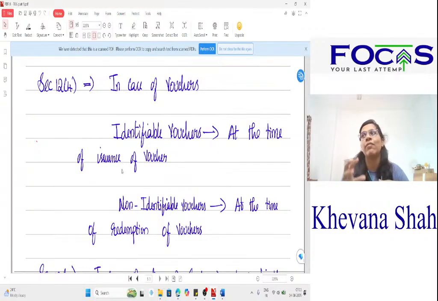But if I am not able to find the exact supply when the voucher is issued, those are non-identifiable vouchers, meaning I don't know when I am issuing a voucher what exactly will be the supply against it. In that case, your time of supply will be the time of redemption of such voucher, when I will actually know what supply is taking place.